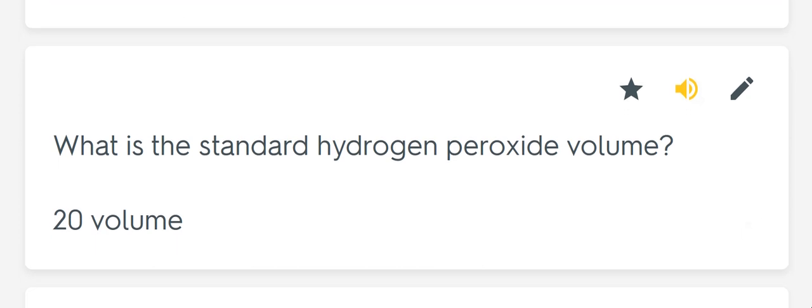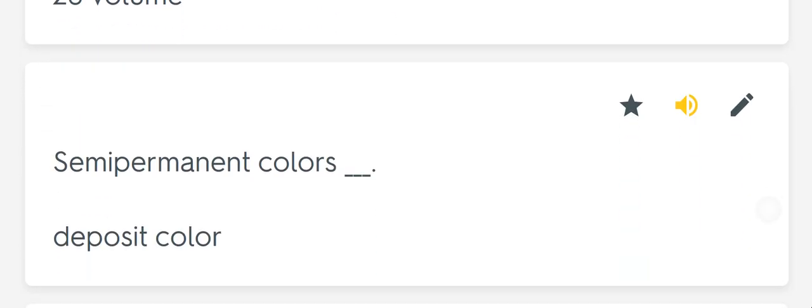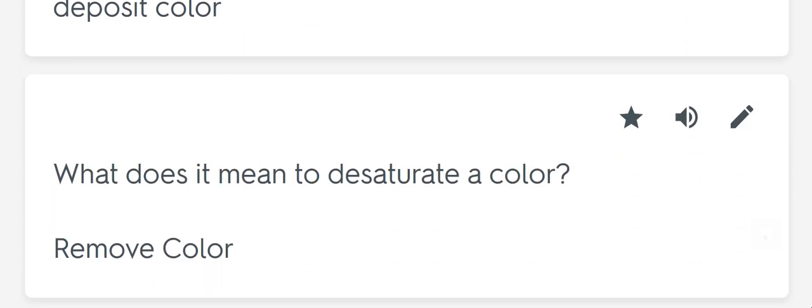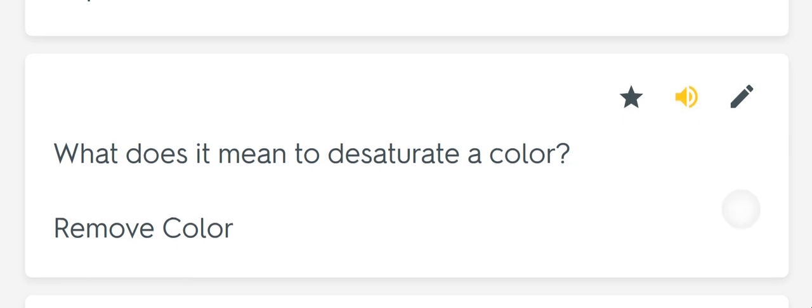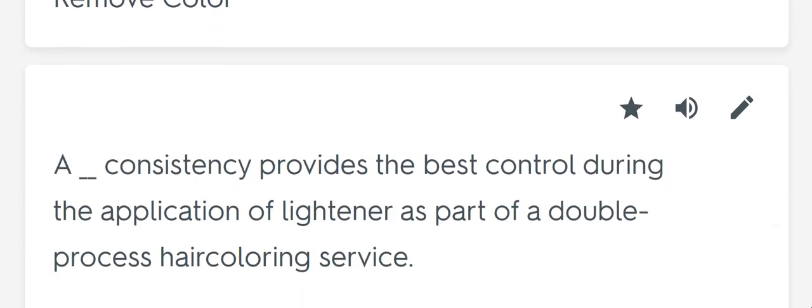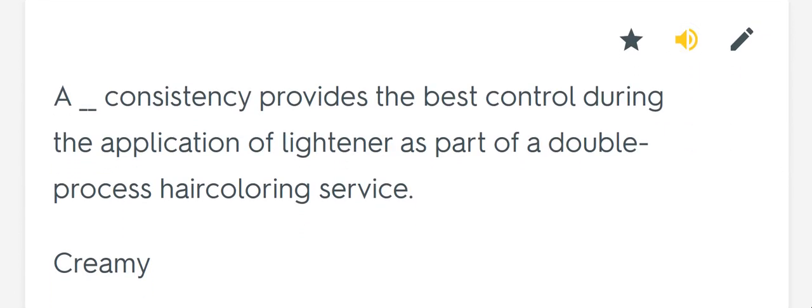What is the standard hydrogen peroxide volume? 20 volume. Semi-permanent colors only deposit color. What does it mean to desaturate a color? Remove color. A creamy consistency provides the best control during the application of lightener as part of a double process hair coloring service. Creamy.